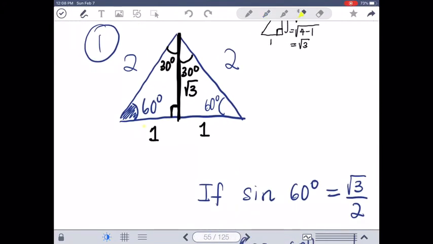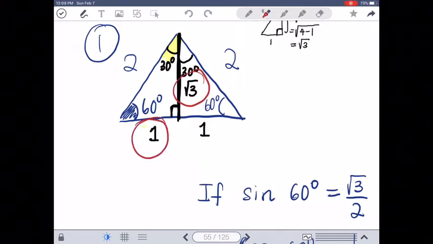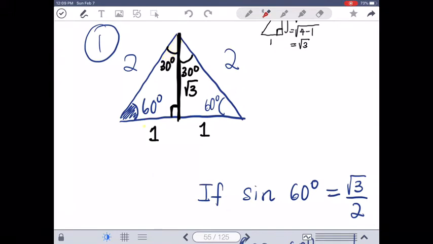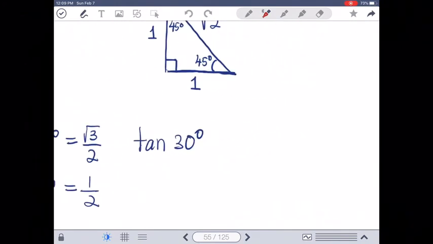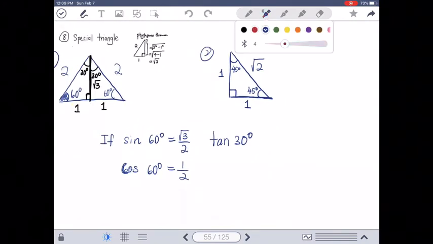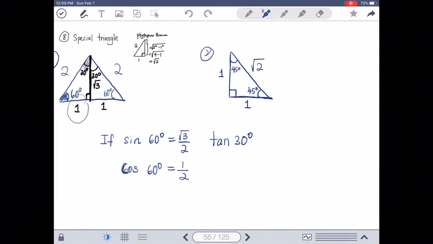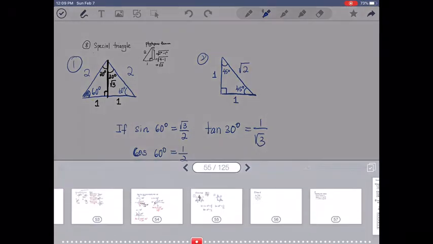How about if I want to find tan of 30 degrees? So where is your 30 degrees? This is your 30 degrees. Tan is opposite over adjacent. So tan 30 degrees is opposite over adjacent. So it becomes 1 over the square root of 3.